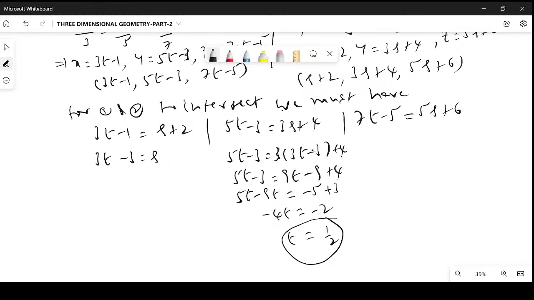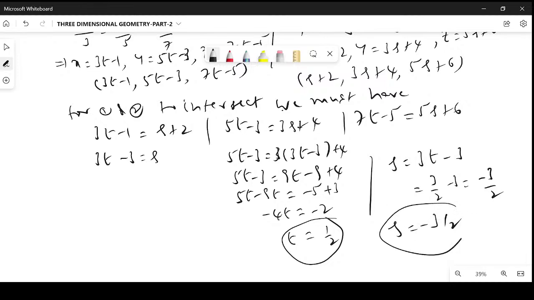But we know this relation. I have s is equal to 3t minus 3. Now this is t equal to 1 by 2, so I can write 3 into 1 by 2 minus 3. Correct. You can simplify, this will be minus 3 by 2. I got s equal to minus 3 by 2. Remember, we got s equal to minus 3 by 2, t equal to 1 by 2.